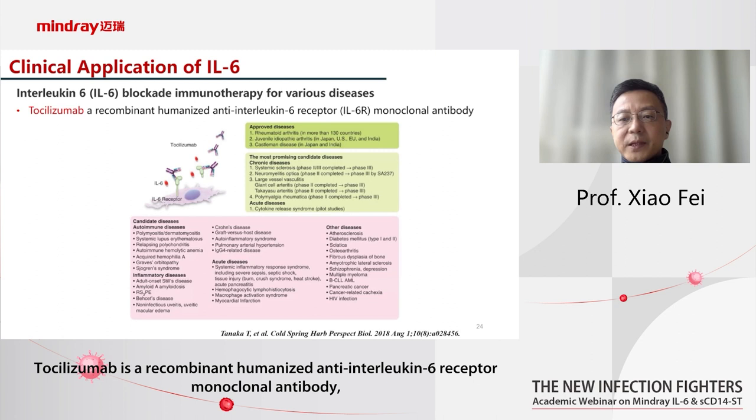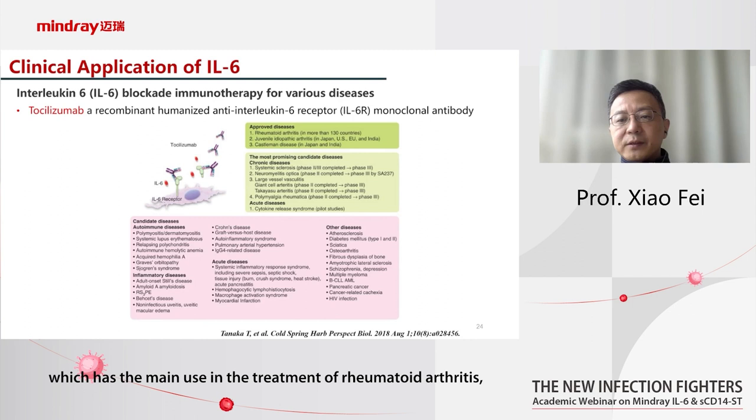Tocilizumab is a recombinant humanized anti-interleukin-6 receptor monoclonal antibody, which has a main use of treatment of rheumatoid arthritis, systemic or polyarticular idiopathic arthritis.